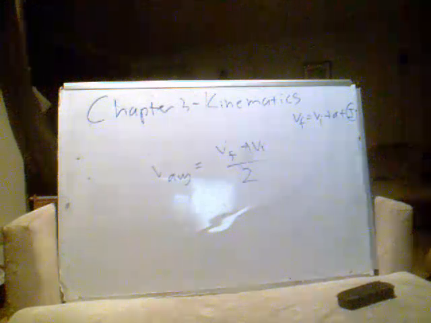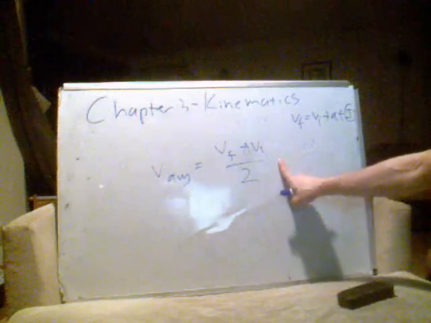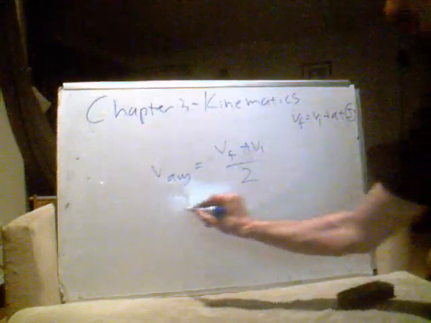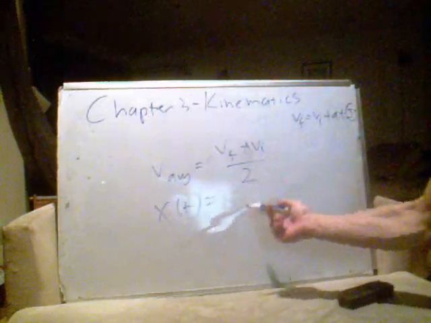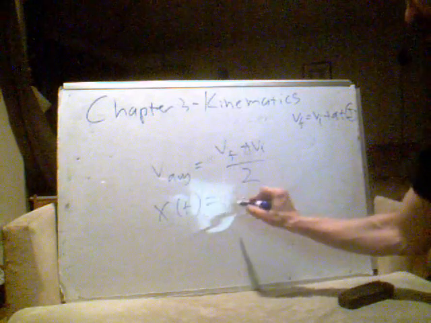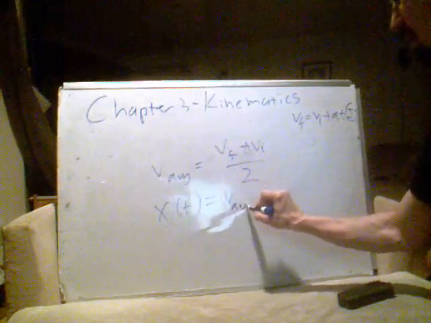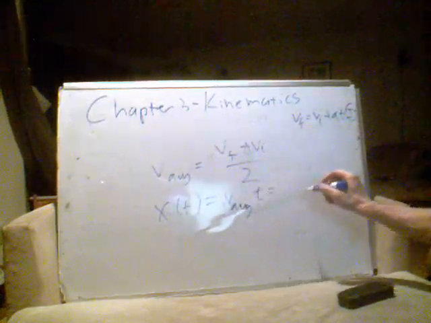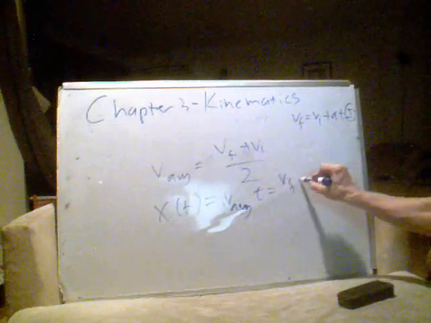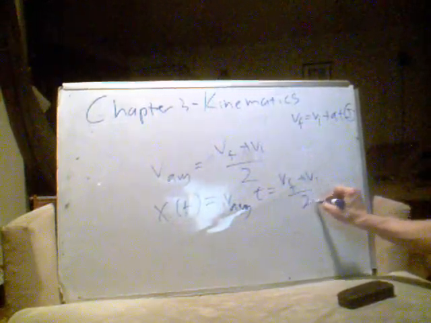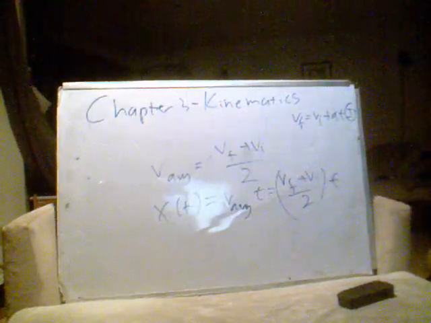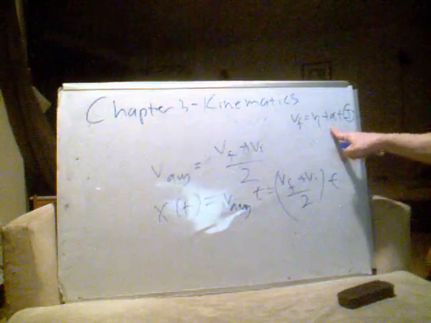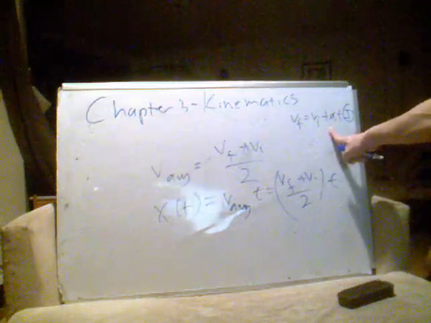And therefore, the distance that you travel during a time interval should be the average velocity times time, right? So we're going to say your position at some time t is your average velocity times time. That's going to be final velocity plus initial velocity divided by 2 times time. Okay, let's reconsider equation 1 here for a second.